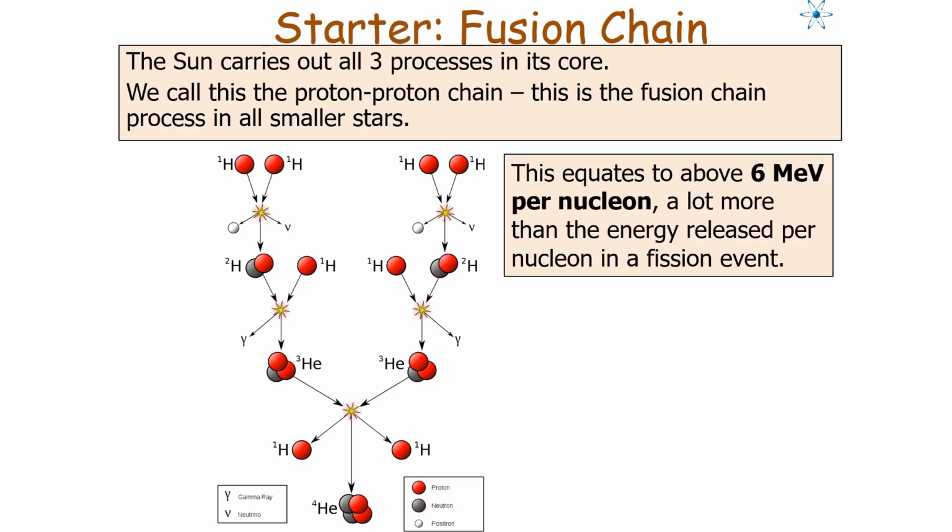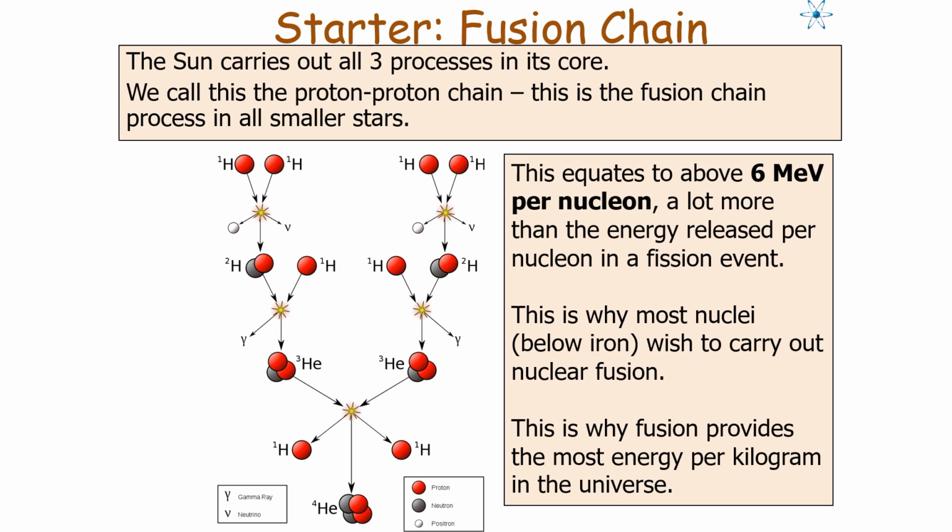So this equates to about 6 MeV per nucleon, which is a lot more than the energy released per nucleon in a fission event, which is actually why most nuclei below iron wish to carry out nuclear fusion. It's why fusion provides the most energy per kilogram in the universe.